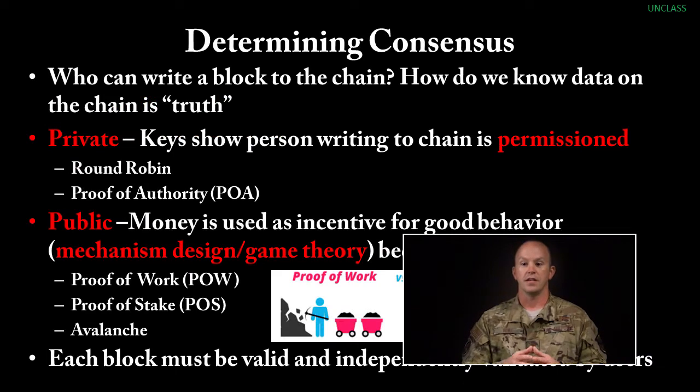Determining consensus is the way that we tell in the blockchain who can write to the network, whose version of truth is truth.